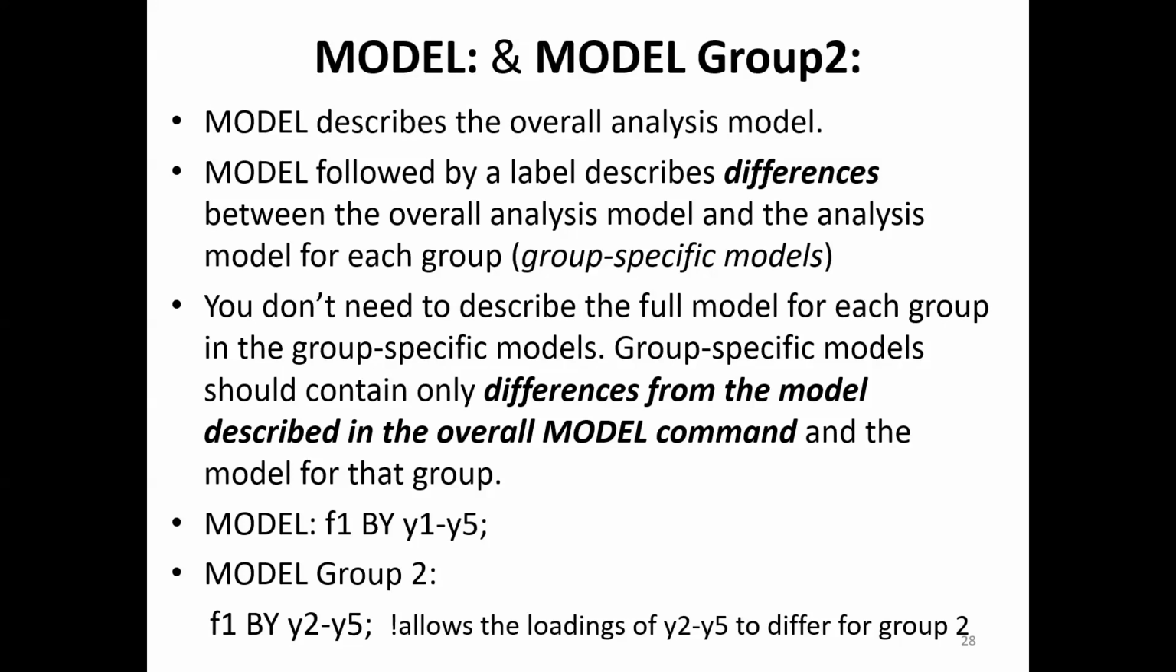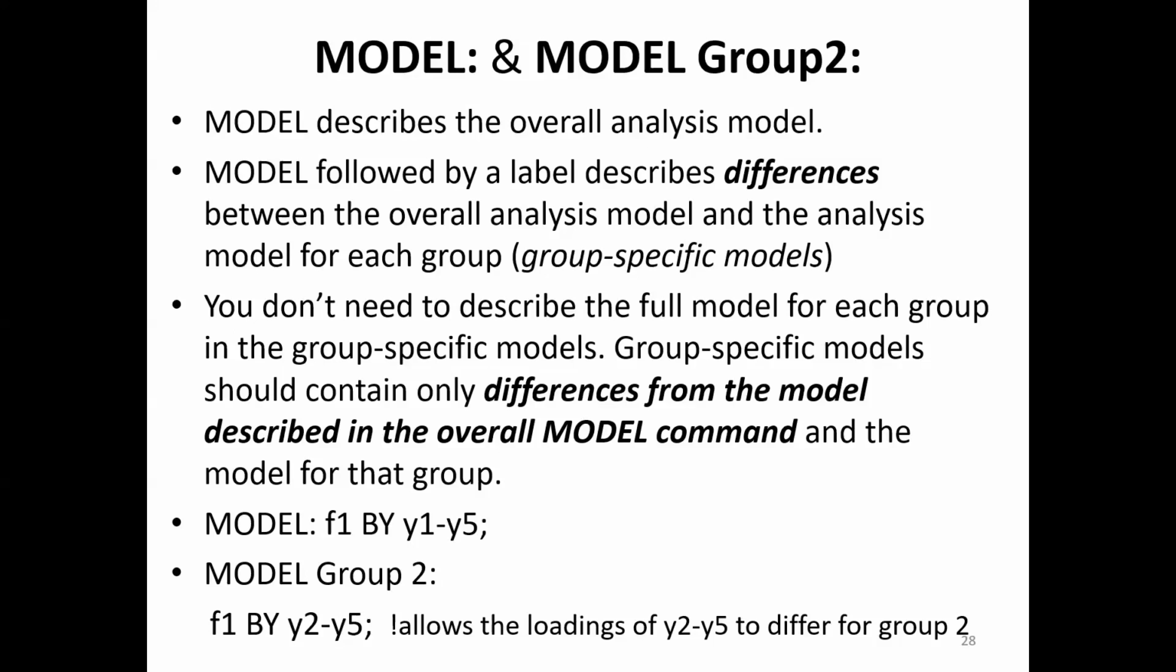So if I were to run the model, everything up until where it says model female, if I were just to run that, it would give me the scalar model, because by default, it's going to constrain the factor loadings to be equal across the groups. It's going to constrain the intercepts to be equal across the groups. It's not going to constrain the error variances or covariances to be equal across the groups. It's not going to constrain the factor variances to be equal across the groups.